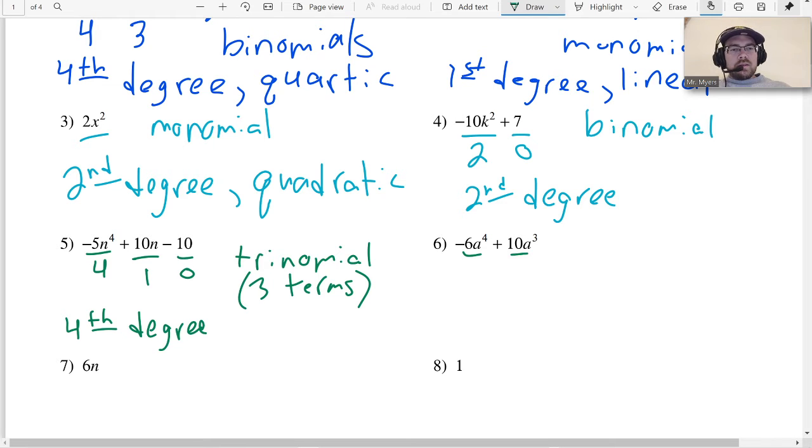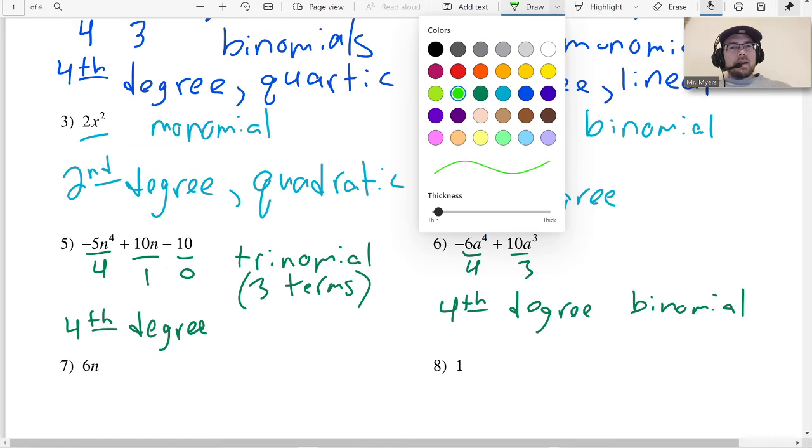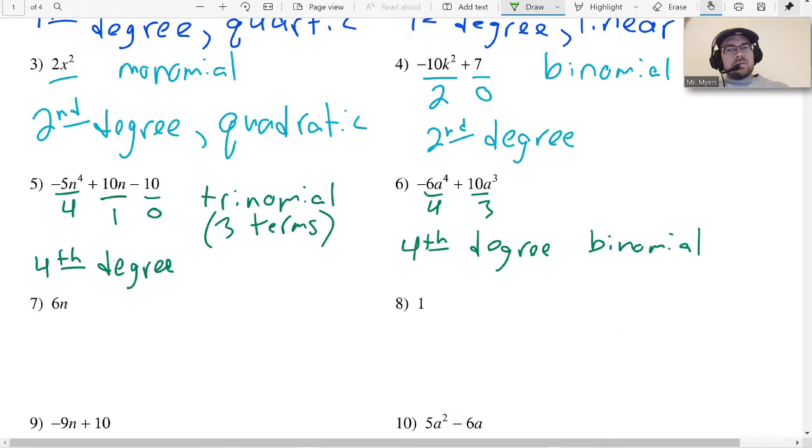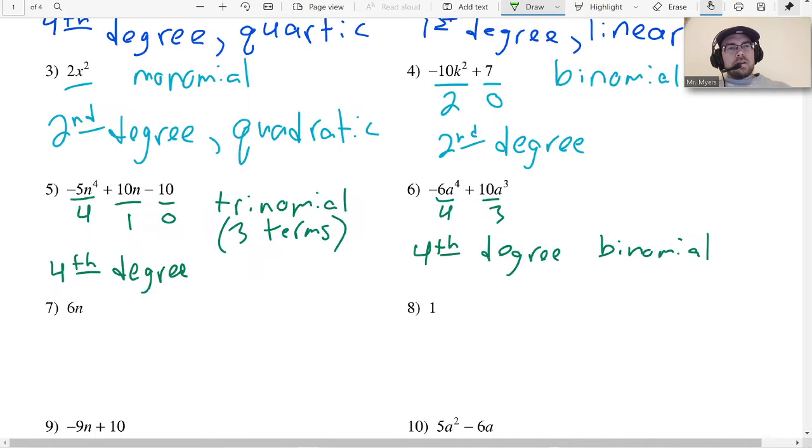All right, on to the next one. We've got 1, 2 things. So it's a binomial. And that's a power of 4. That's a power of 3. 4 wins. So it is a 4th degree binomial. All right, on to the next one. Making short work out of these now. Okay, let's zoom back in. I don't know why I decided to zoom out. Oh, because I was going to scroll. That's why.